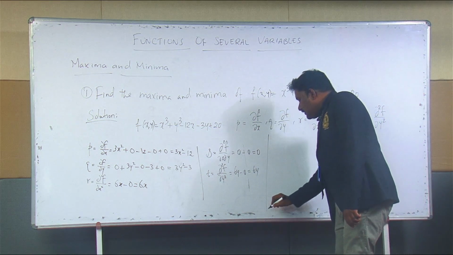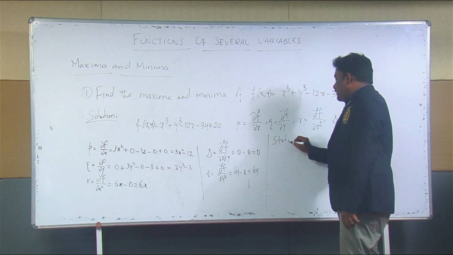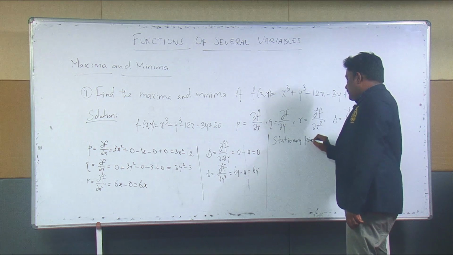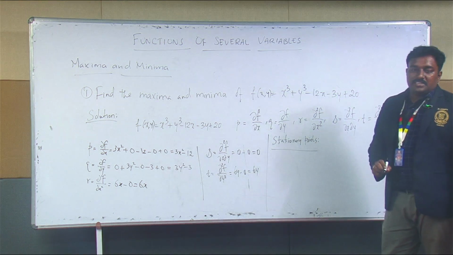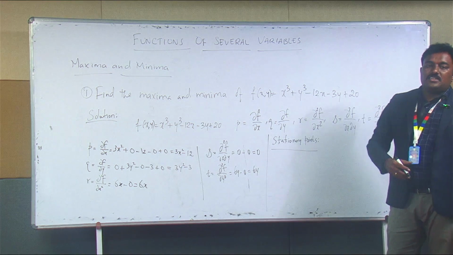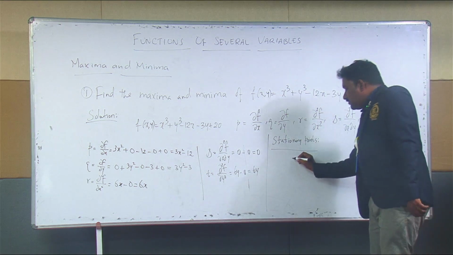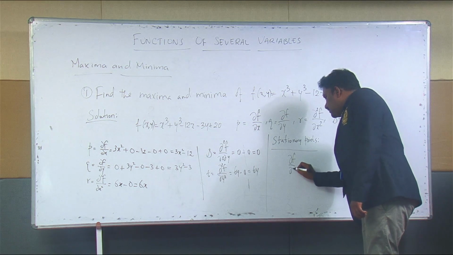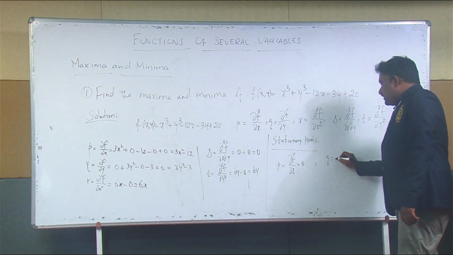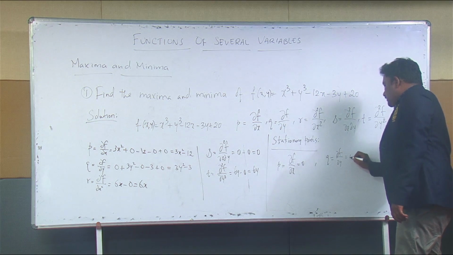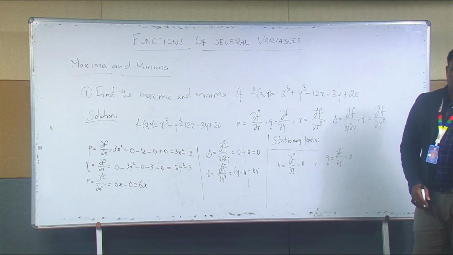Next we are going to find the stationary points. How do we get the stationary points? We already discussed that at stationary points the differentiations become 0. So, we take dou f by dou x, that is p, equal to 0, and the same way dou f by dou y equal to 0. We replace the differentiations with 0, and by solving them we will get the stationary points.